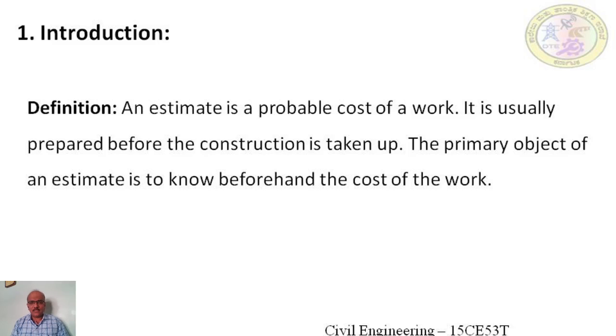An estimate is a probable cost of work. It is usually prepared before any construction project is taken up. The primary object of an estimate is to know the cost of construction before the work is started. The actual cost of the work is known only after the completion of work. But if the estimate is prepared carefully and correctly, there will not be much difference between the estimated cost and actual cost.